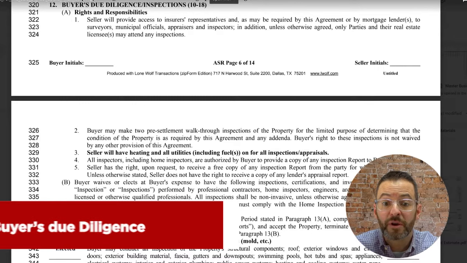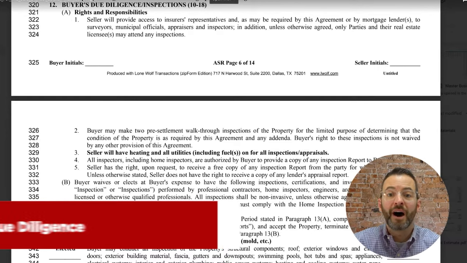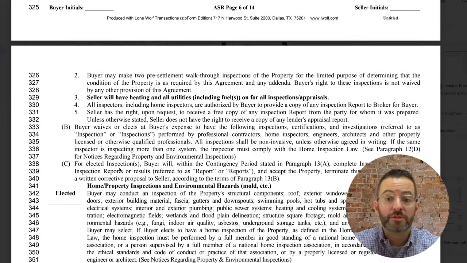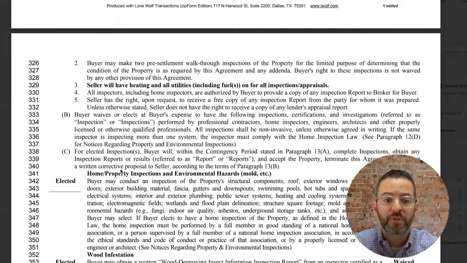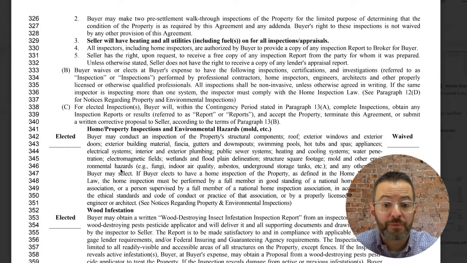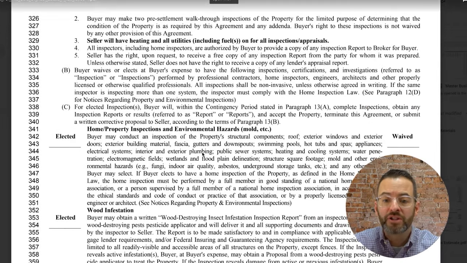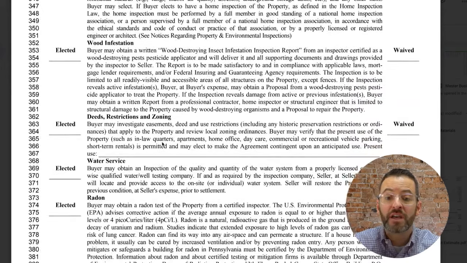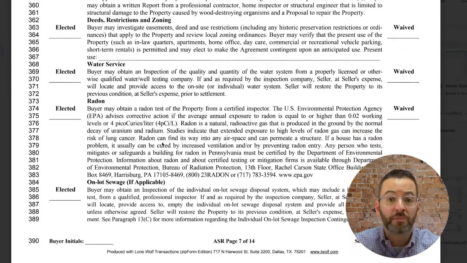Next, I want to discuss paragraph 12. This is where the buyer identifies what due diligence and inspections the buyer would like to conduct. Things like the home inspection, water testing, flood insurance, lead-based paint testing, and more. Your agent should be able to help you to identify what inspections and due diligence you may want to conduct in order to thoroughly evaluate the property.